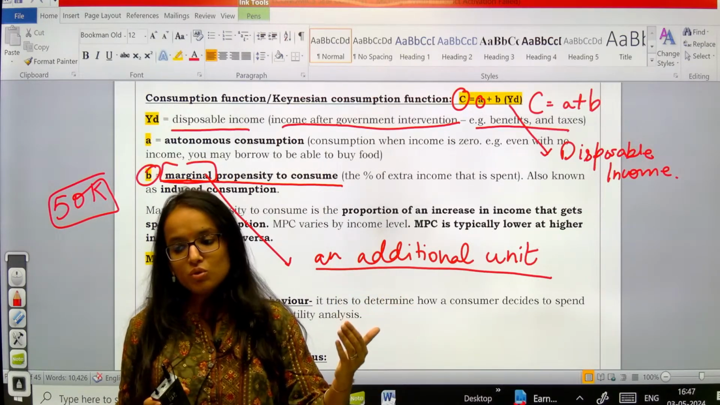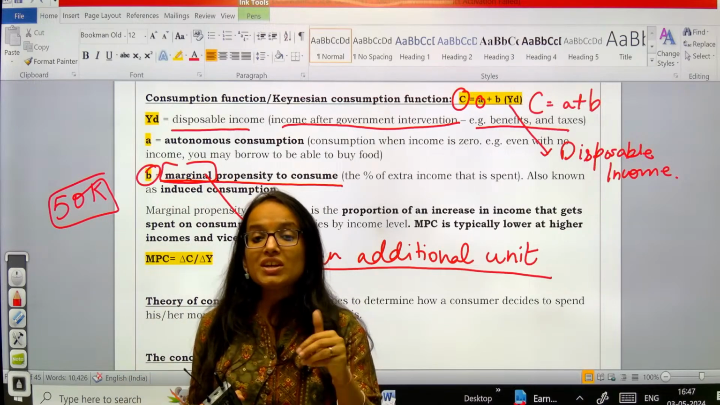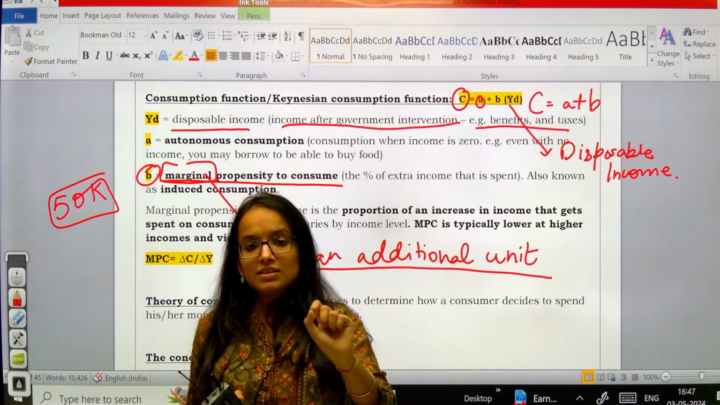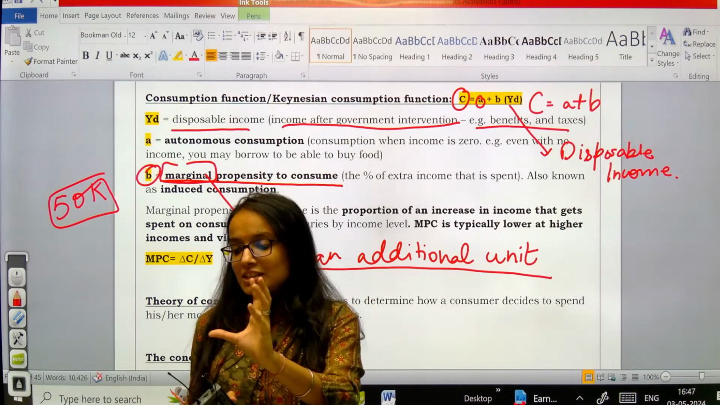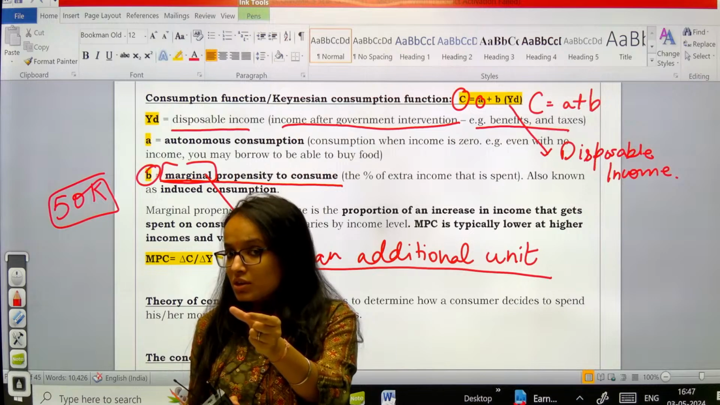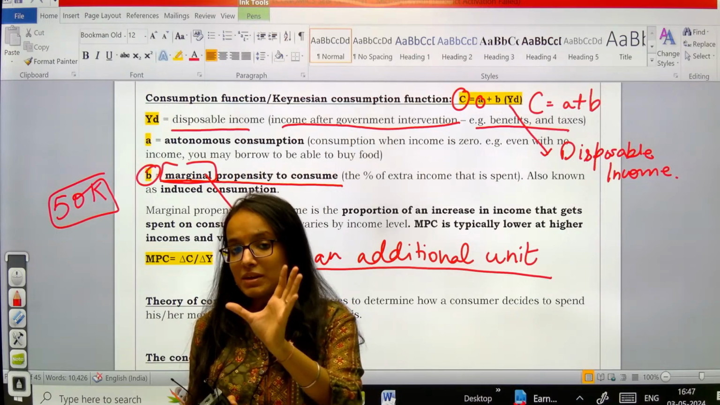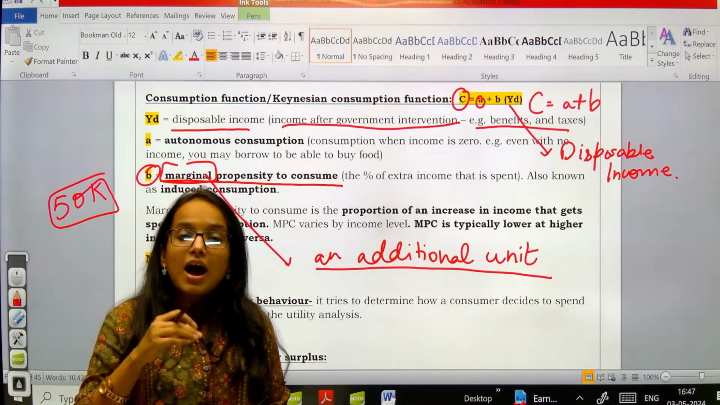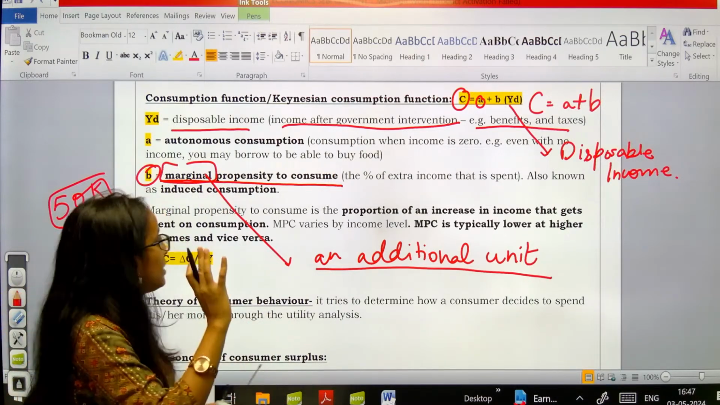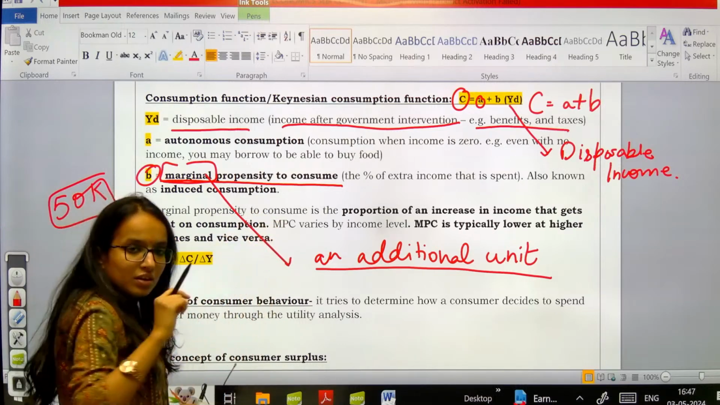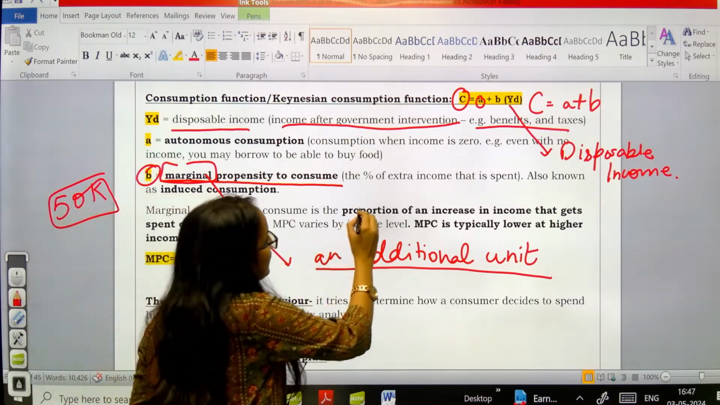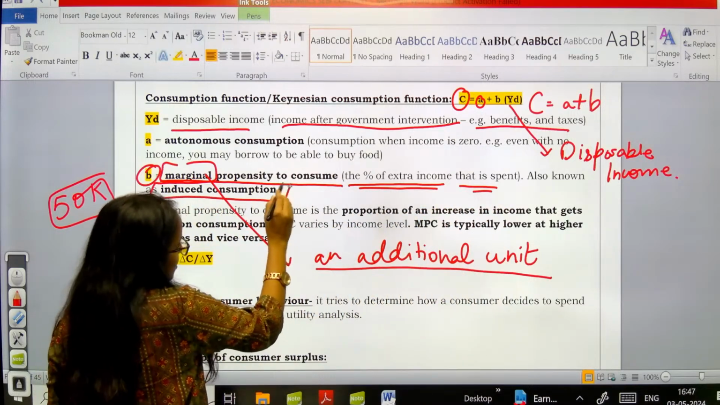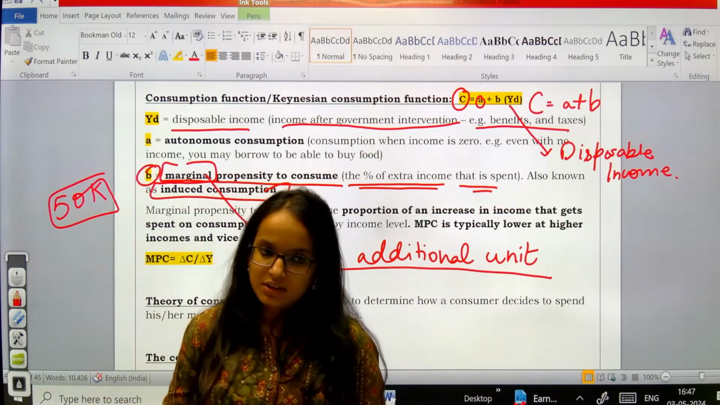Marginal propensity to consume. How much percentage of change in income, not in income, of change in income. For example, you are earning 60,000. Now the income increases by 5,000. So the change is 5,000 only. So how much percentage or proportion of that particular change, which is 5,000 in this case, are you spending on your consumption, is marginal propensity to consume. Okay, percentage of extra income that is spent, also known as induced consumption. Yes, it is also called induced consumption.